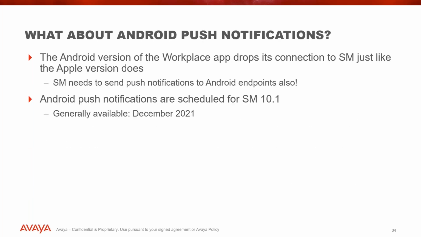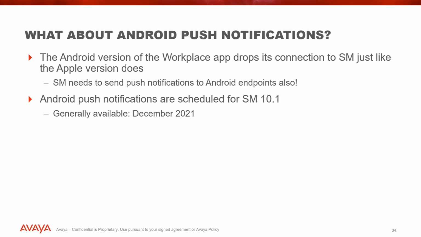And then the big obvious question, what about Android push notifications? The Android version of the Workplace app has a similar problem. Its connection to Session Manager drops just like the Apple version does for the same reason, to preserve battery. So SM is going to need to send push notifications to Android endpoints as well. That is scheduled for SM 10.1.